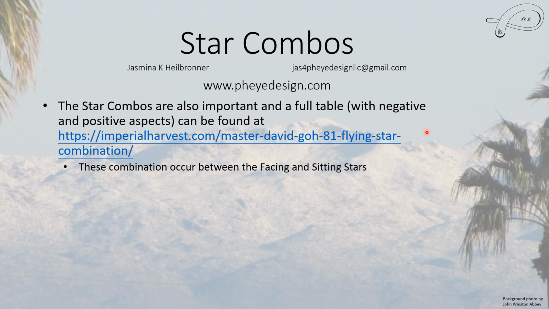There is a really comprehensive table by David Gaw, who I guess runs Imperial Harvest, and it has all the positive and negative aspects, or what you get from the 81 combinations of the flying stars. And he has them in both orders. This is an extremely good chart, and I'm not going to repeat it because it's already there. These combinations occur between the facing and the sitting stars only. We don't look at the base star for this.